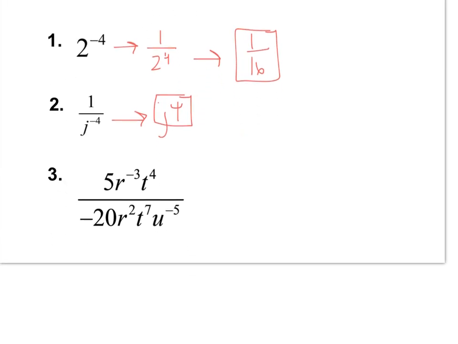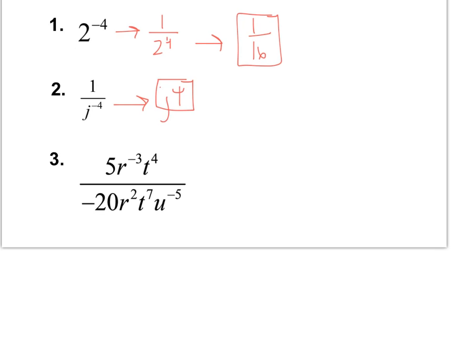Then this third one here, I am going to circle everything that I need to flip to make positive. So that would be the r to the negative third and the u to the negative fifth. And then my coefficients, those can be negative. I just need to simplify those as if they were a fraction. So if I take a 5 away, I'm left with a negative 4 in the denominator. And then if I bring those u's up, I have u to the positive fifth exponent.